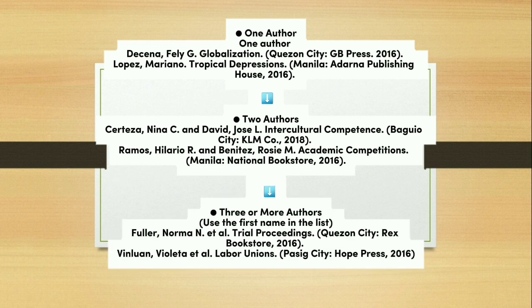If there are three or more authors, list only the first author followed by et al., which is Latin for "and others," in place of the subsequent authors' names.